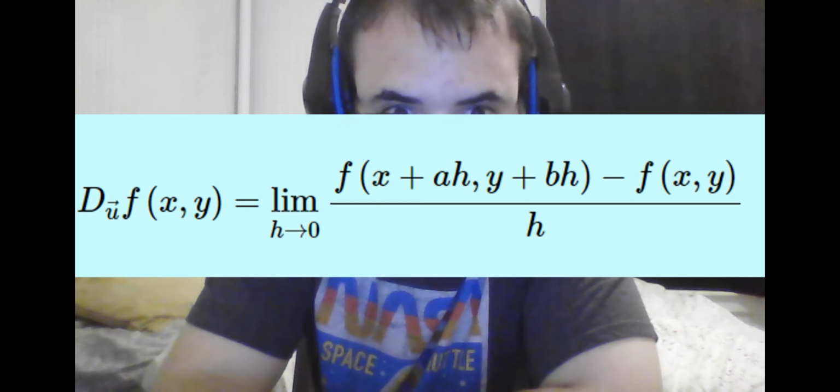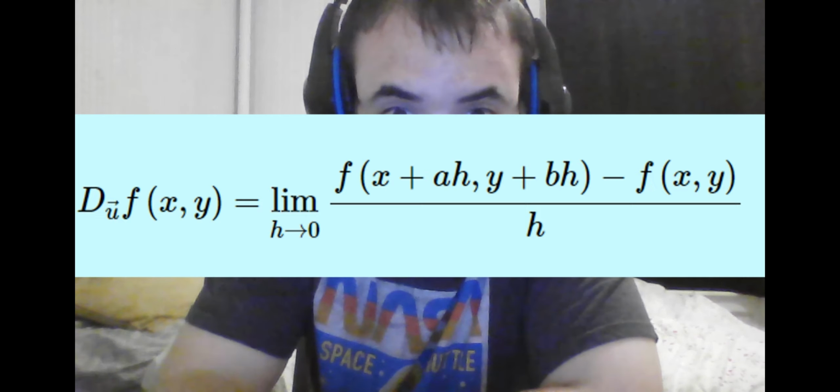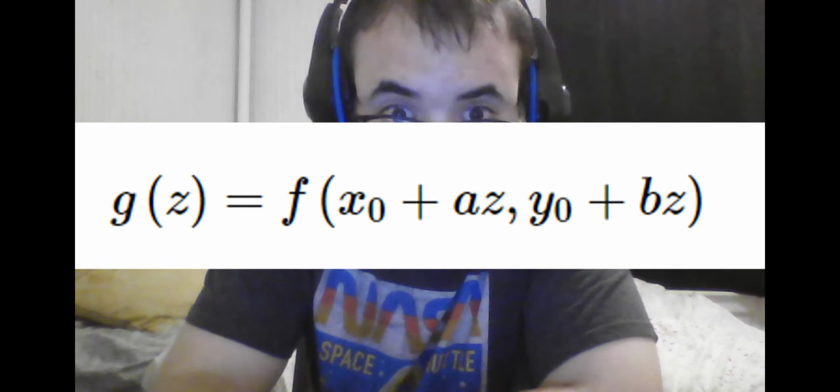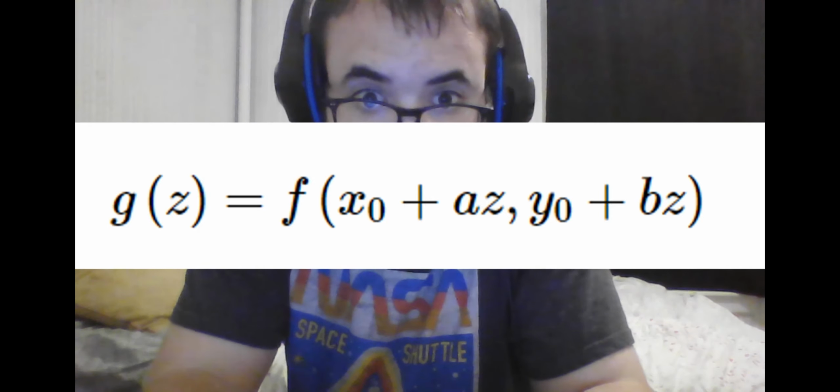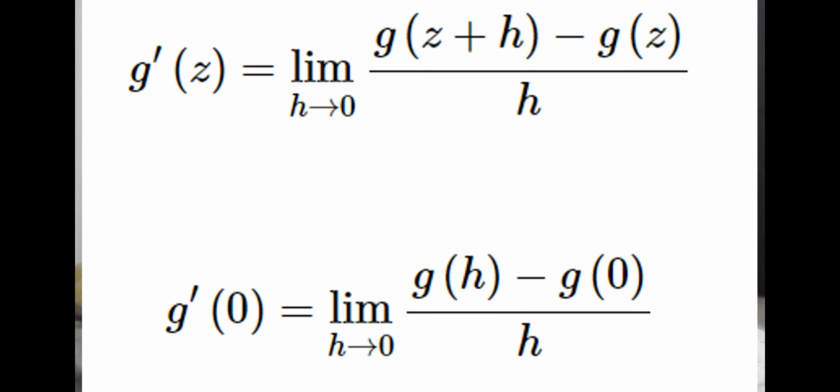Although this is the formal definition, it can be hard to use, so we can get an easier formula by doing g of z equals f of (x sub 0 plus a times z, comma y sub 0 plus b times z). We now take the derivative of this using the definition of a single variable derivative, because we have everything in terms of z, as x sub 0, y sub 0, a and b are all constants. So we actually have a single variable function, even if it may not look like it at first. The derivative at 0 would simply be plugging in 0 in the definition of the derivative for z.